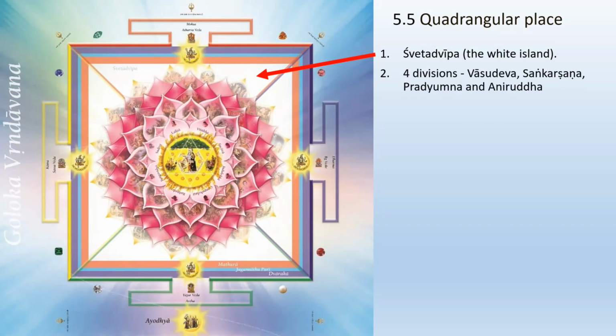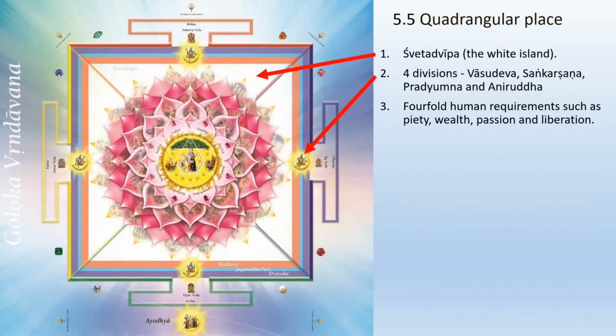These Dhāma of all these four personalities, Vasudeva, Sankarshan and the others, are on the four sides, if you see. And this is further enveloped by the fourfold human requirements, or the four puruṣārthas, such as piety, wealth, passion and liberation, or dharma, artha, kama, moksha, on four sides.